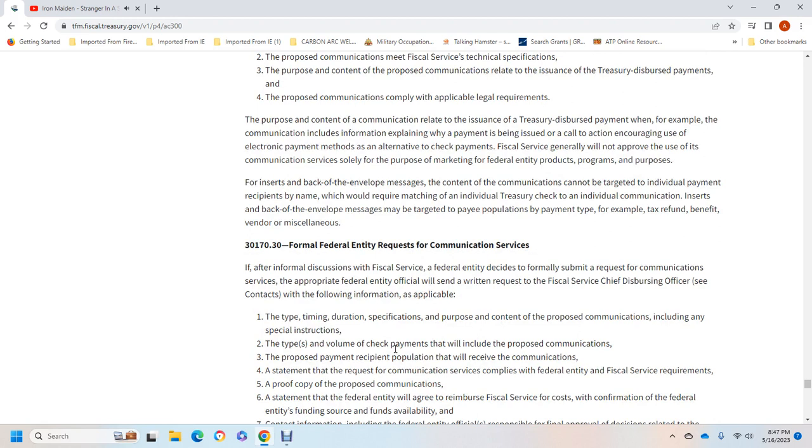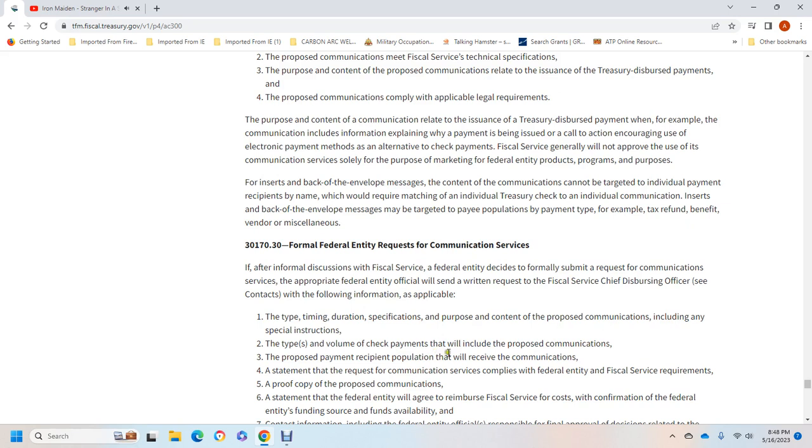3.17.030 Formal federal entity request for the communication. Following the informal discussion, official service will work with the federal entity to decide whether to formally submit the request for the communication service. The appropriate federal entity official will send the written request to the official service, with the Chief Disbursing Officer. The request should include the following information: the time and duration, specification, purpose, and content of the proposal of the communication, including any special instructions for the type of payments that will include the proposed communication.